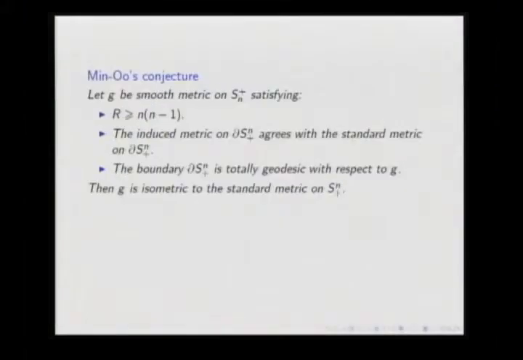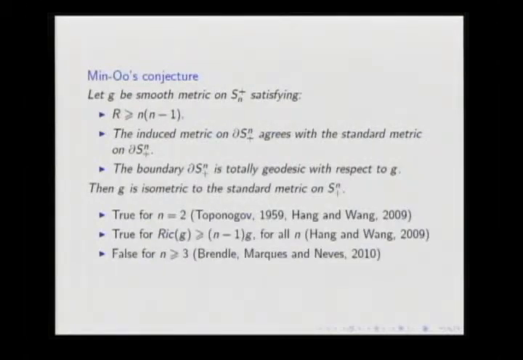And motivated by this result, Min-Oo proposed the following conjecture, which is about similar results for the n-sphere. The conjecture says that if you have a metric with scalar curvature greater than or equal to n(n minus 1), fixing the geometry of the equator, and the boundary is totally geodesic, then this metric will be isometric to the standard metric on the hemisphere. So this is true in dimension 2. True also for a stronger condition on the curvature, but it's false in higher dimension.